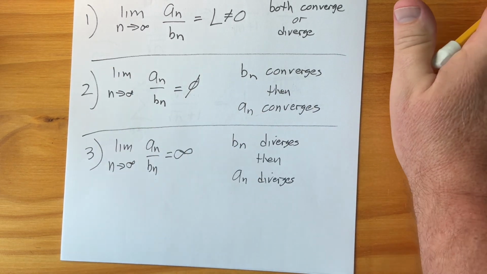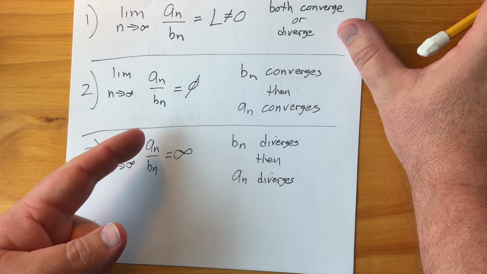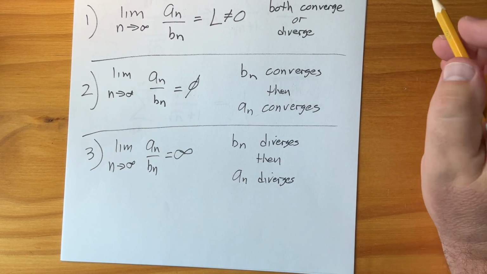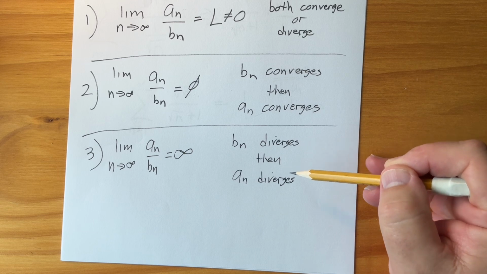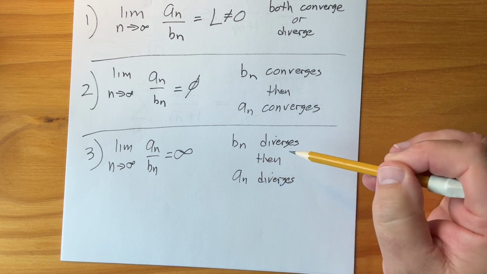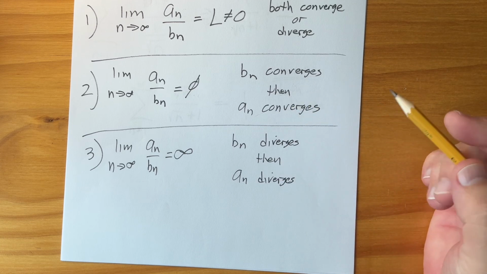All right. The reverse is going to happen in case 3. When I do my a sub n over b sub n and I get an infinity and b sub n diverges, then a sub n diverges. Again, this only tests for divergence. So these two are super tricky, my friends.